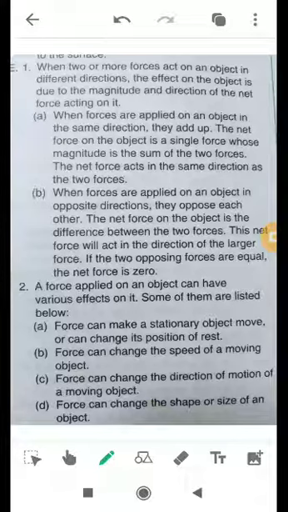Now question number 2, explain the effects that a force acting on an object can have on the object. A force applied on an object can have various effects on it. Some of them are listed below. Force can make a stationary object move. It can change the speed of the moving object. It can make a moving object come to a stationary position, and it can also change the direction as well as shape and size.